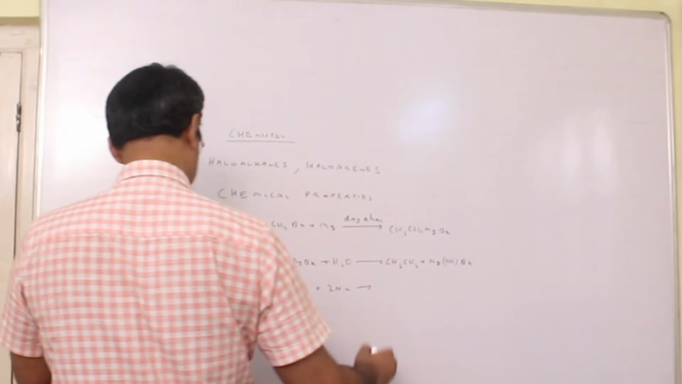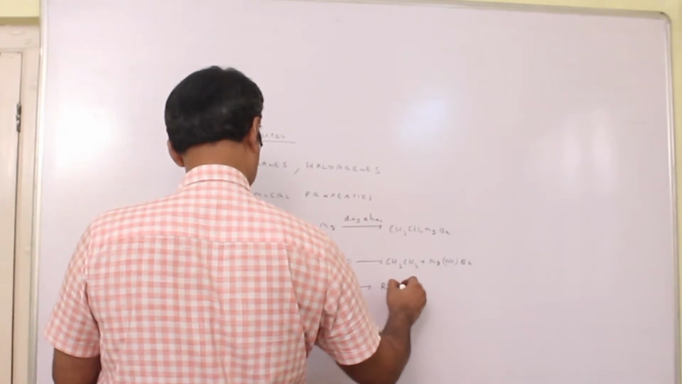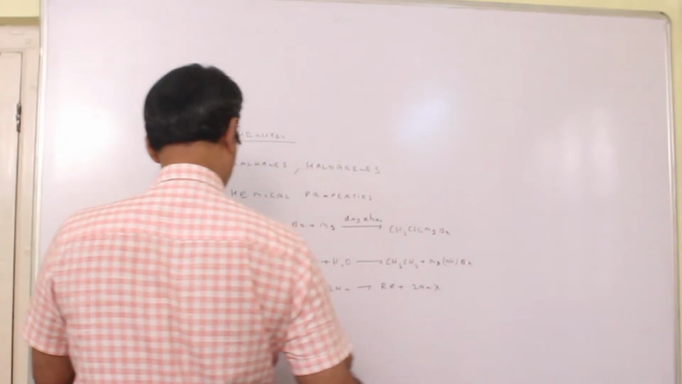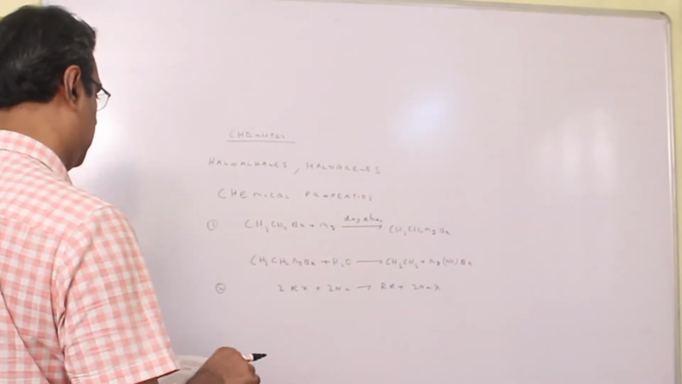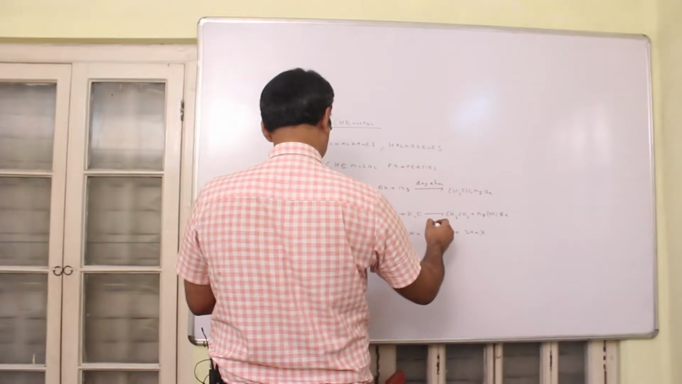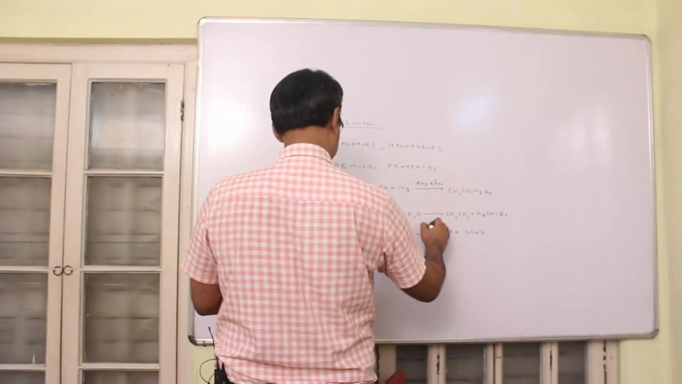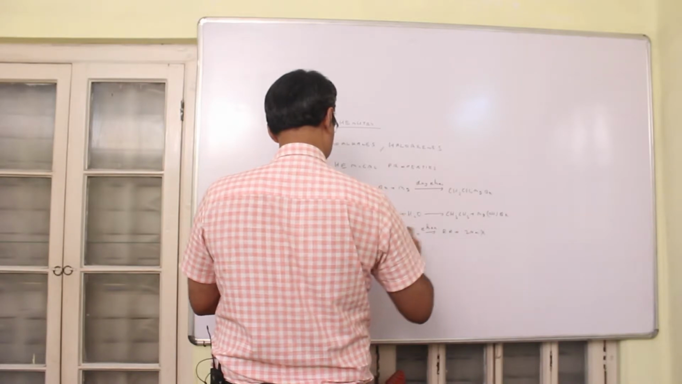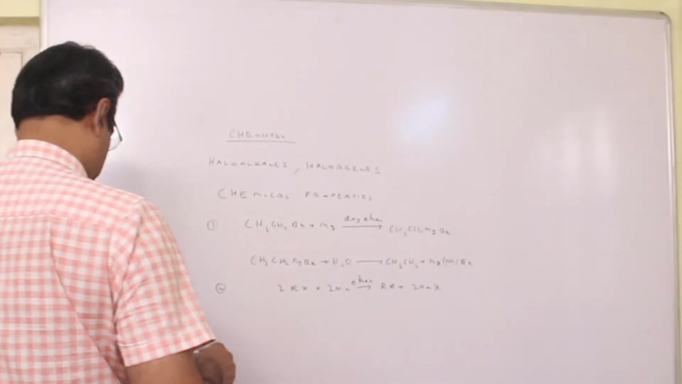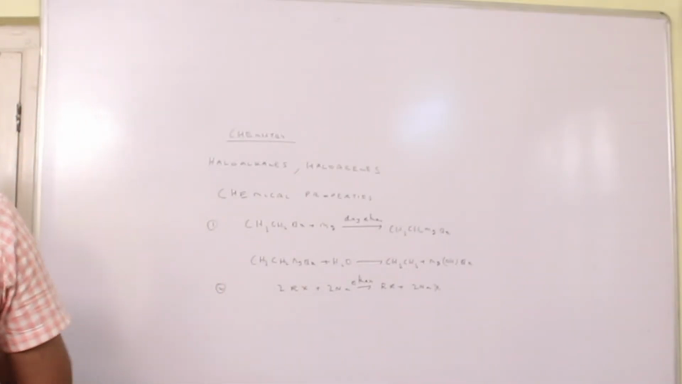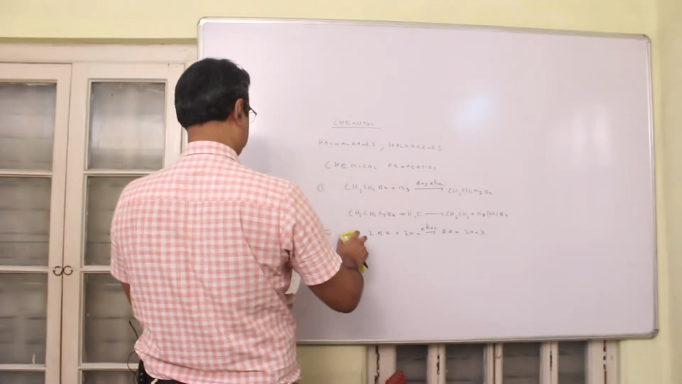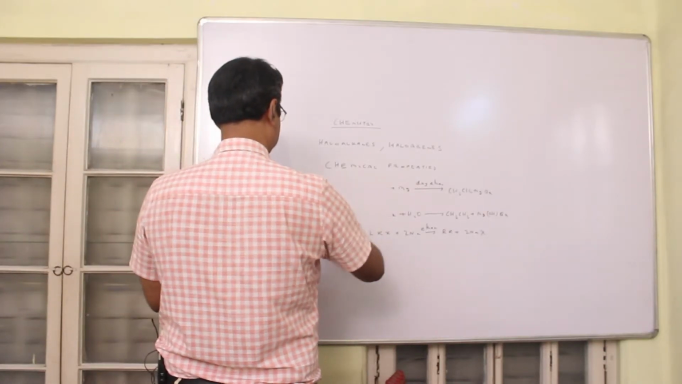Then next is Wurtz reaction. So in Wurtz reaction, we take a haloalkane and react it with sodium in presence of ether to get an alkane. So these are examples of chemical properties of haloalkanes.